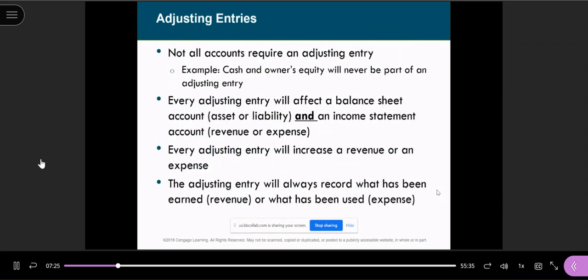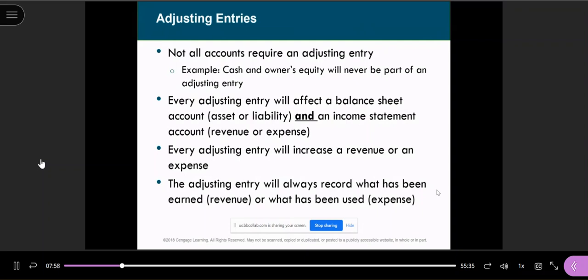So as I mentioned a few minutes ago, we're going to do a lot less journalizing in this chapter. Chapter 2, you might have had 20 or 30 journal entries that you had to do for a month. In the chapter for adjusting entries, you might only have 4 or 5 or 6 adjusting entries to do, because not all accounts are going to require an adjusting entry. So I give an example here. Cash and owner's equity, our capital, our drawing accounts are never going to be part of an adjusting entry. Those are accounts that are updated on a constant basis.